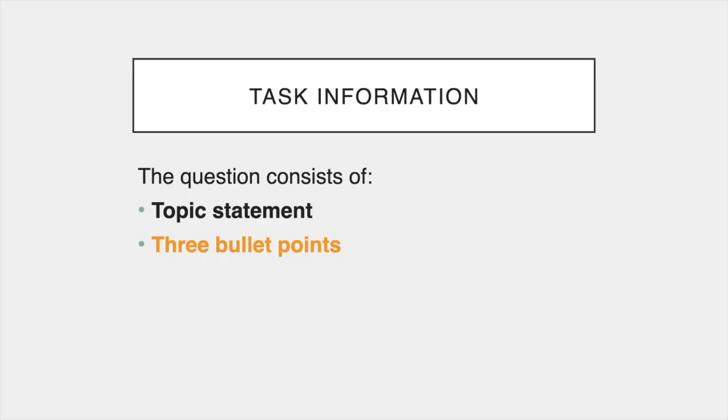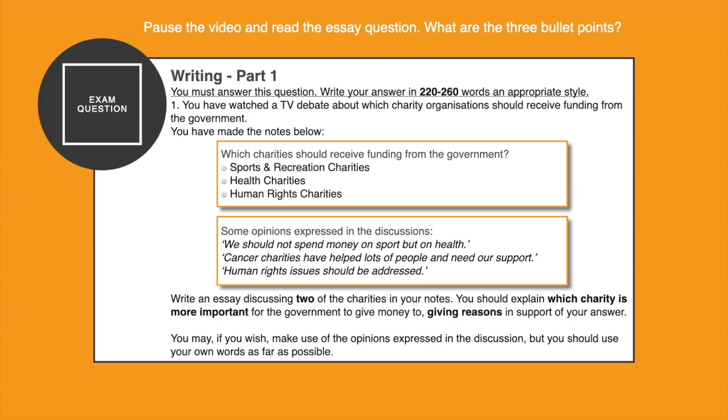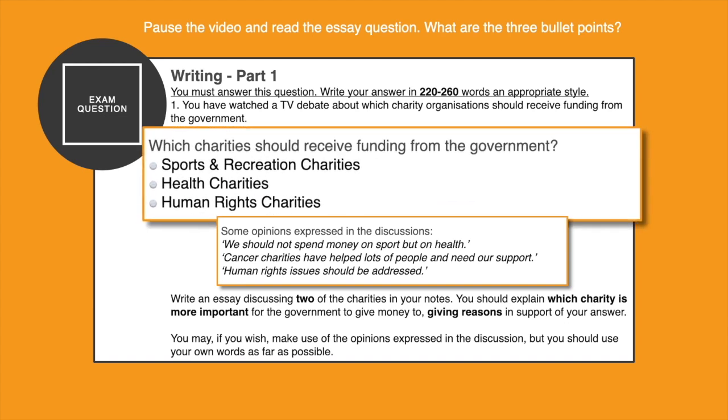The essay question also contains 3 bullet points. These are the 3 points that you made in the context of the essay, and they are related to the topic statement. Again, pause the video and decide what are the 3 bullet points. And the answer is, which charities should receive funding from the government? Sports and recreation charities, health charities, or human rights charities?